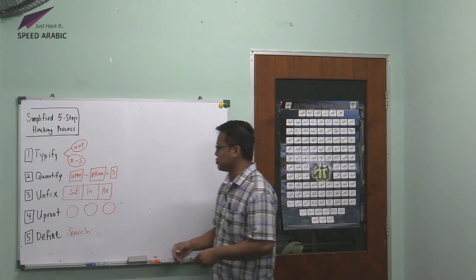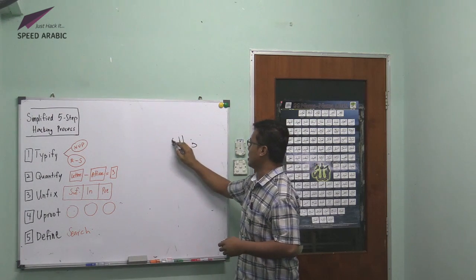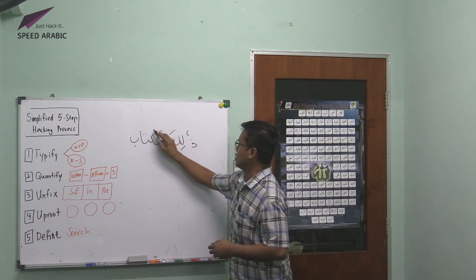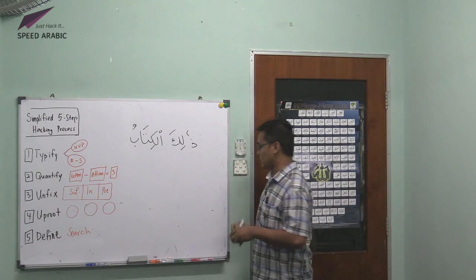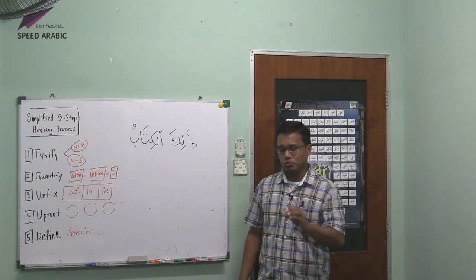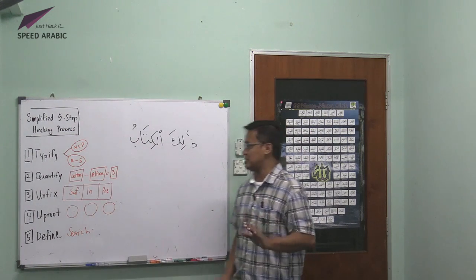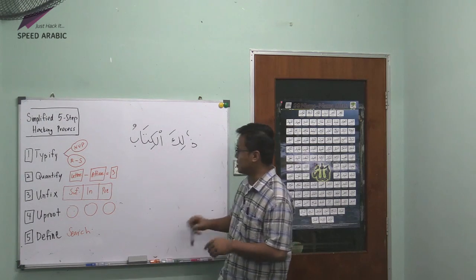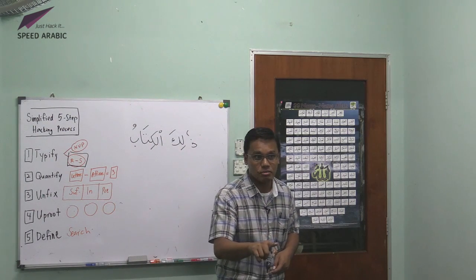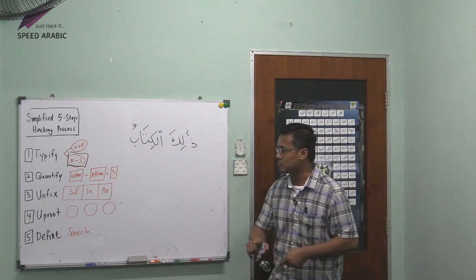So the first one is we typify. I need an example, so I just write the first verse, which is Dhalikal Kitab, right? Dhalikal Kitab. Okay, this is a good example for us to use. When you want to hack a word, when you want to translate the Quran, first you have to typify. By typify, I actually mean this. Okay, is it a rooted word, or is it an unrooted word?